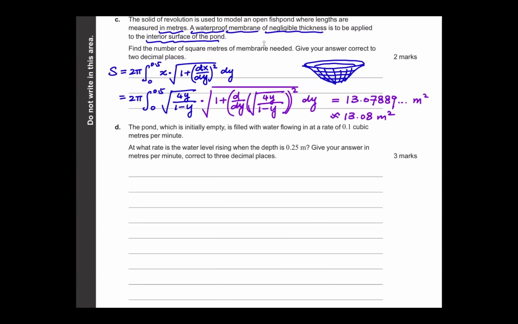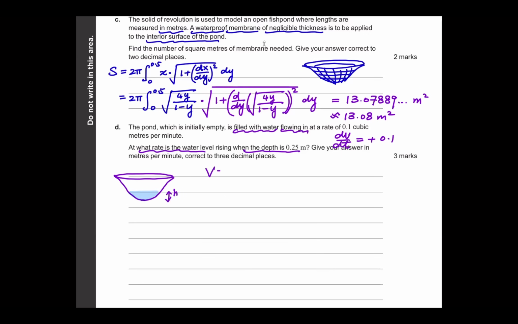And next one, the pond which is initially empty is filled with water flowing in. That means the positive rate dV/dt. At what rate is the water level rising when the depth is 0.25? This is not a particularly hard or challenging question. Just be aware, this is the shape of the fish pond. You are filling the hollow space up. And this is your height, okay?